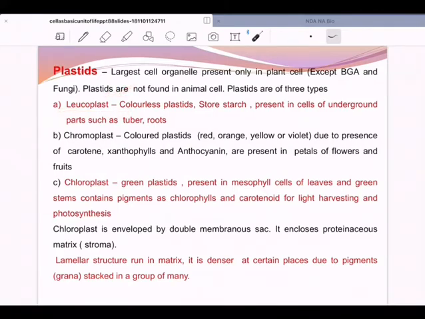Similarly, leucoplast. And leucoplasts are colorless plastids. Remember, chloroplast green color, chromoplast varieties of colors, and leucoplast no color at all. But they perform an important function called storage of starch, and they are present in all the modified underground versions such as tubers, roots, etc. So basically plastids are of three types: chloroplast, chromoplast and leucoplast. And what about structure?